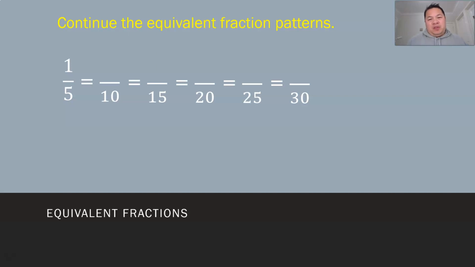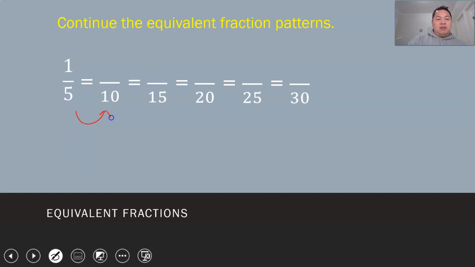Okay, let's move on to equivalent fractions. If you are given a situation like this, how do we go about finding the equivalent fractions? As you can see from here to here, I have to times 2. That's how I get 10, isn't it? So that's how I get 10 there. How did I get 2 there? So the next one, I have to times 3.